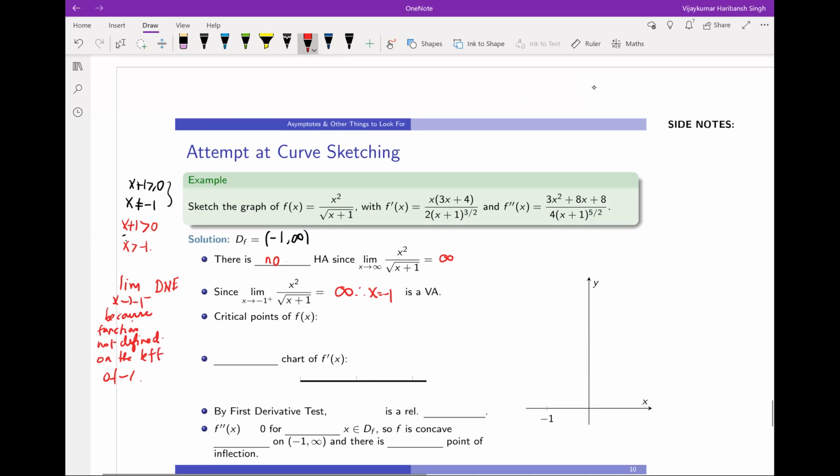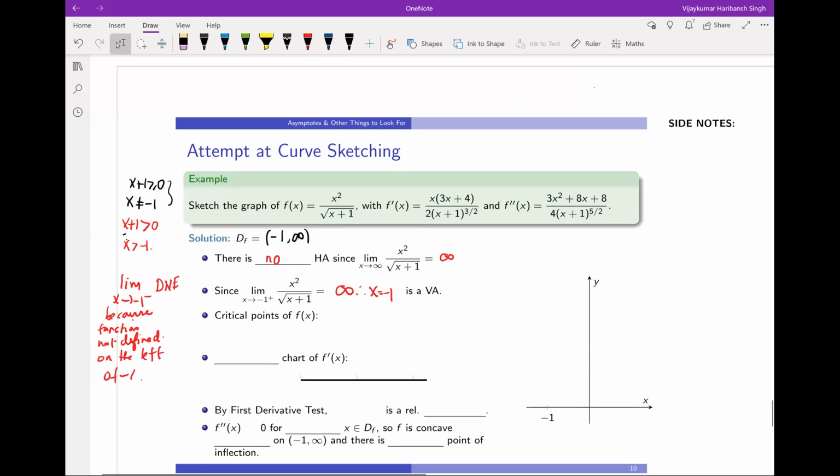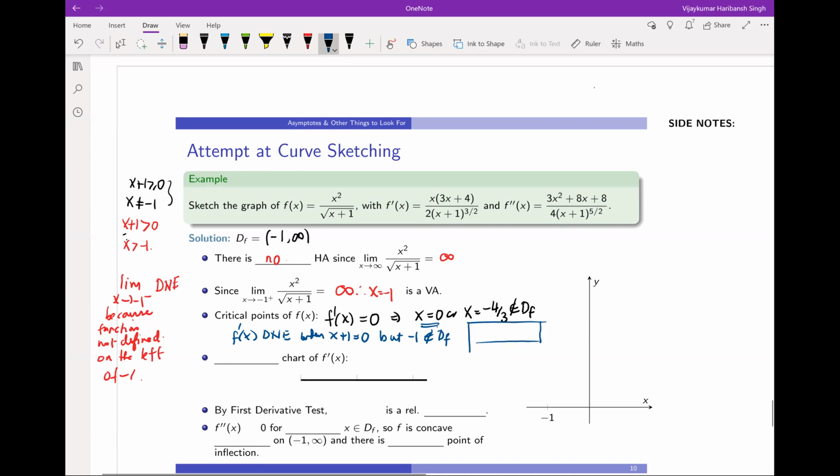Now to find the critical points, you have to basically consider two cases. F prime x equals 0. In that case, the top is 0. We get x equals 0 or x equals minus something, but that one is not part of the domain. Also, f prime x does not exist when x plus 1 equals 0, but minus 1 does not belong to the domain of f, so it's not a critical number, right? So the only critical number is 0.